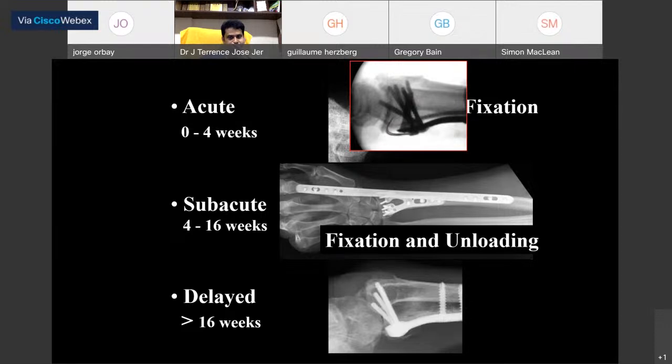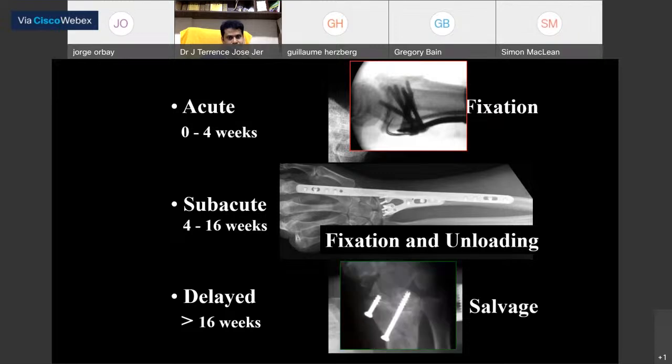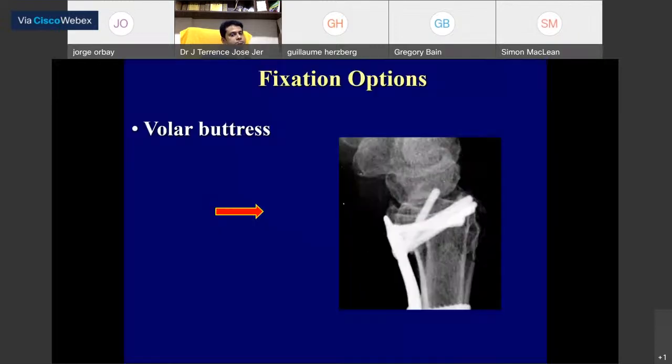And when the fracture is delayed several months and there's irreversible articular change, we perform a salvage operation, usually some sort of fusion.